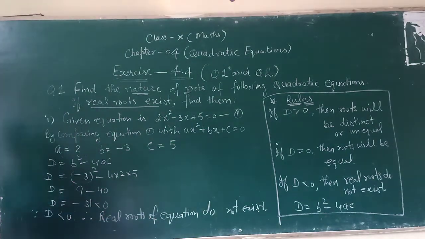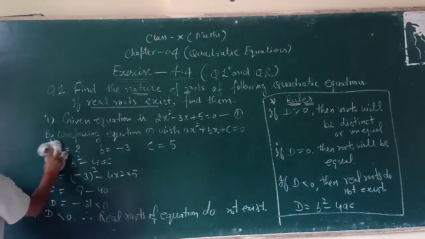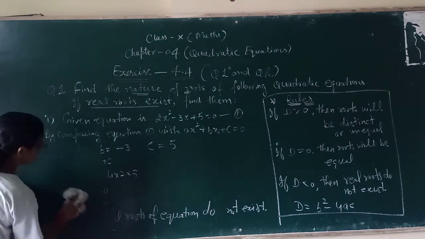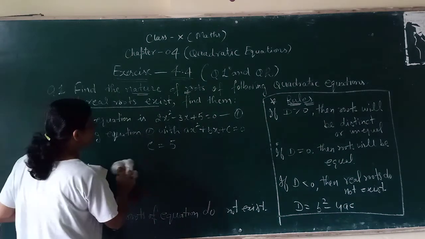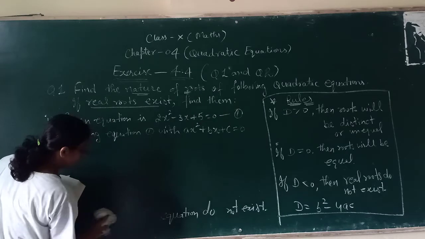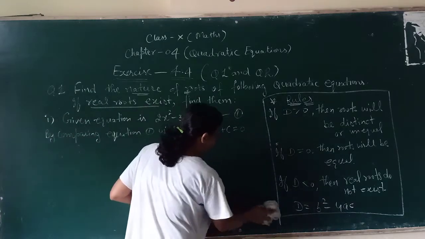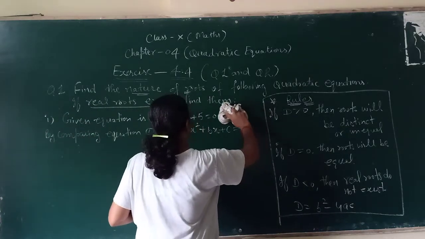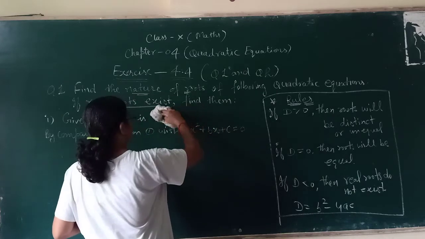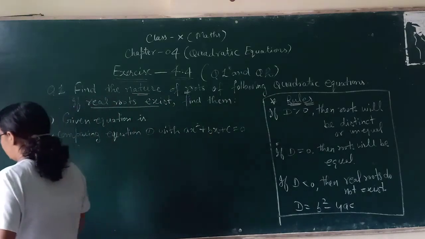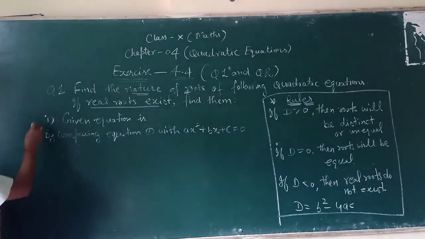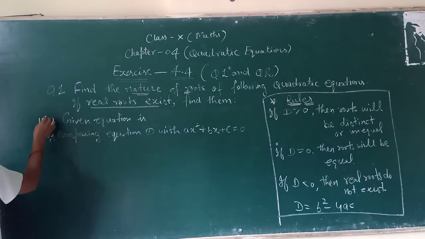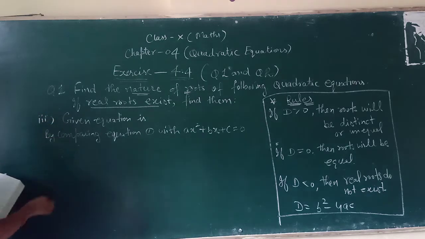Now we will discuss question number 1 more. The same procedure we have to write by comparing; only the equation changes, and after D, finally we can say which type of roots there are. Now I am going to take the third part of this. The second you have to do yourself.